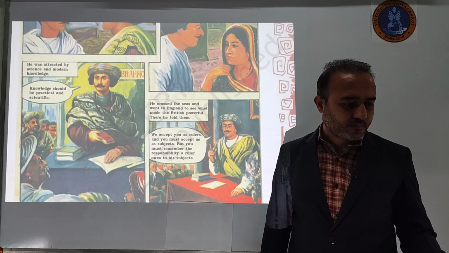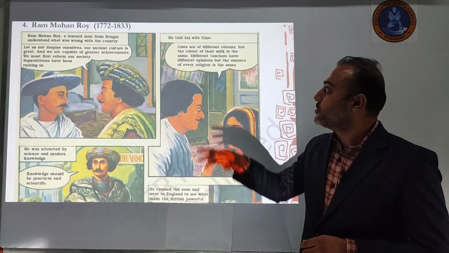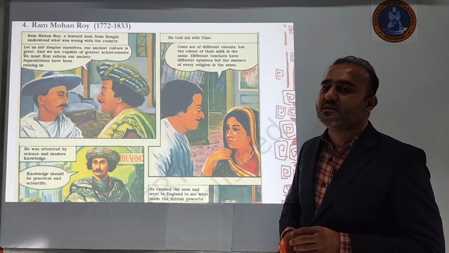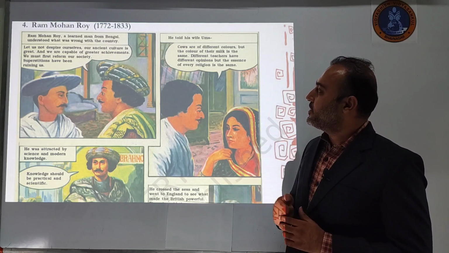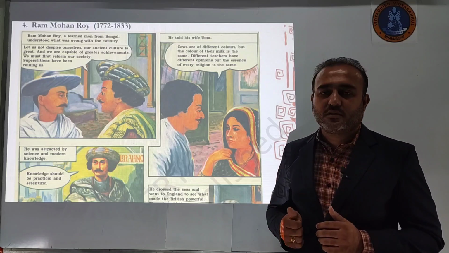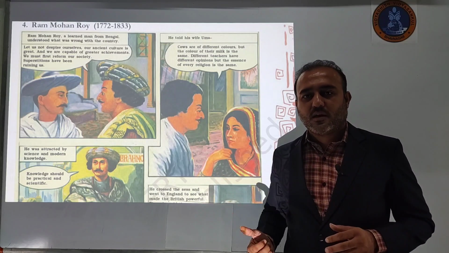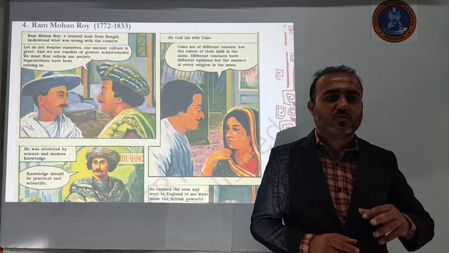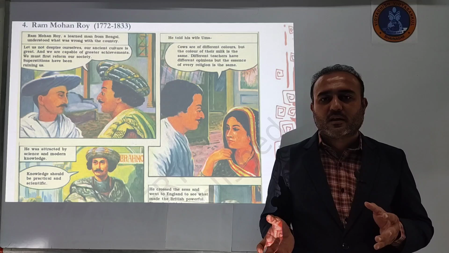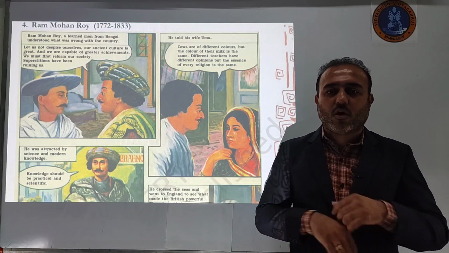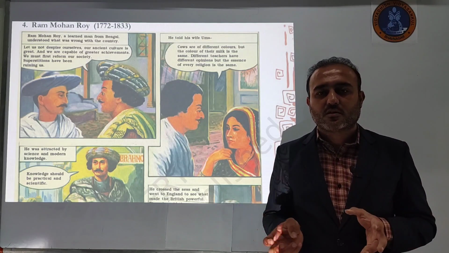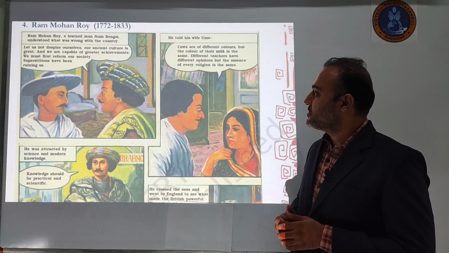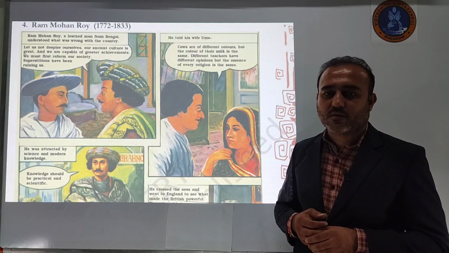What is written further? Let us try to read out. He told his wife Uma, cows are of different colors, but the color of their milk is the same. Different teachers have different opinions, but the essence of every religion is the same. That means he is trying to say that we are actually the people who have divided our own society. Whether a person belongs to any religion, any caste, he is the same. We all are Indians and we all are same. So we should not differentiate each other on the basis of caste, religion, culture or sex. Okay. So that is what Raja Ram Mohan Roy is trying to explain to his wife.